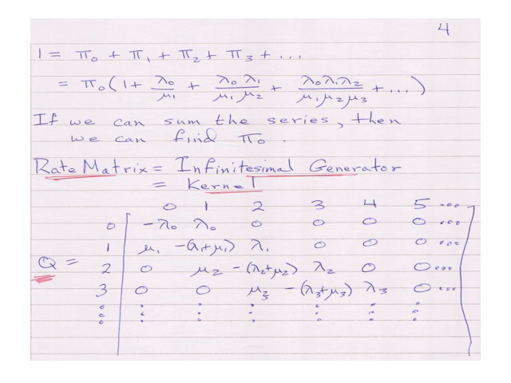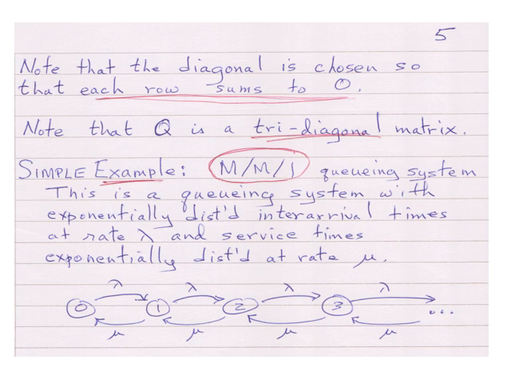And similarly for the row corresponding to state 2, corresponding to state 3, etc. The rows have to add up to 0. As mentioned, every row of the rate matrix must sum to 0.